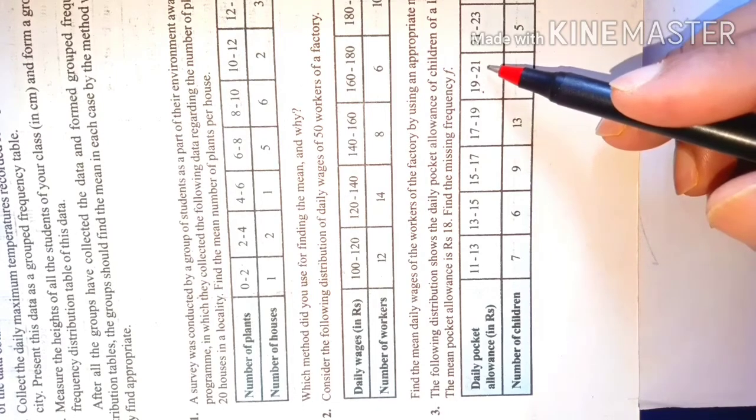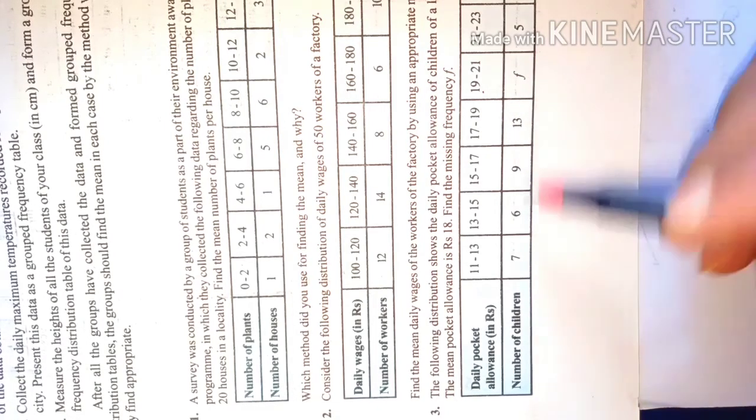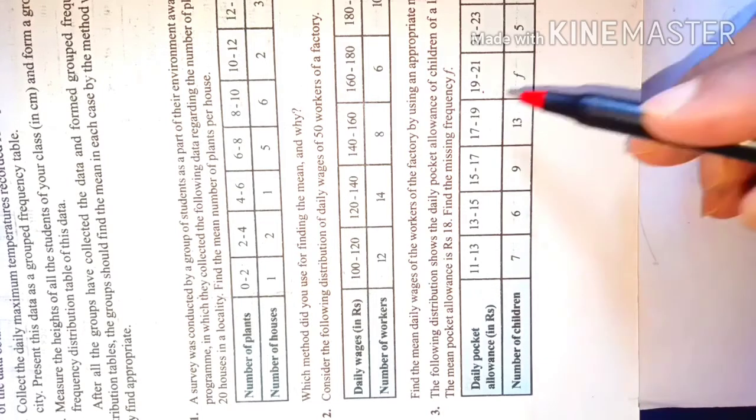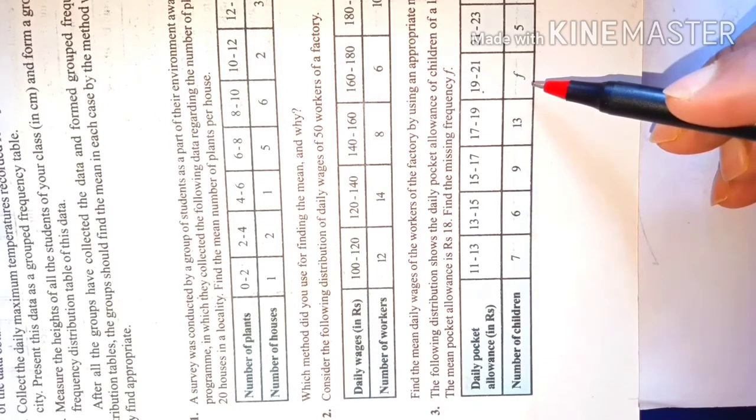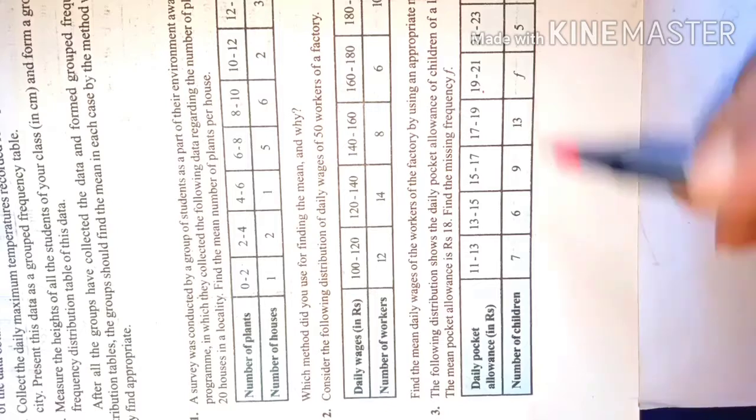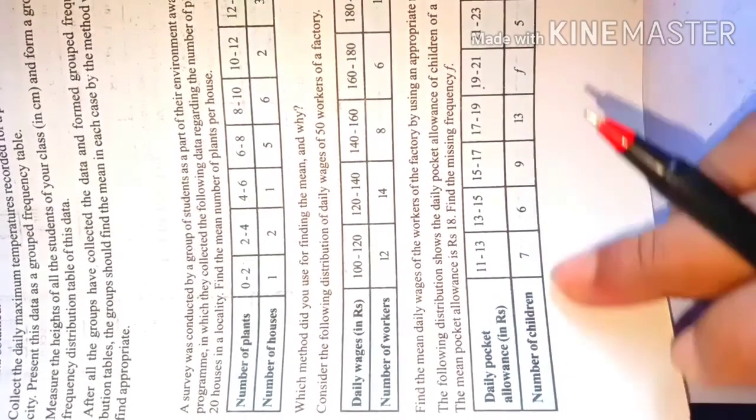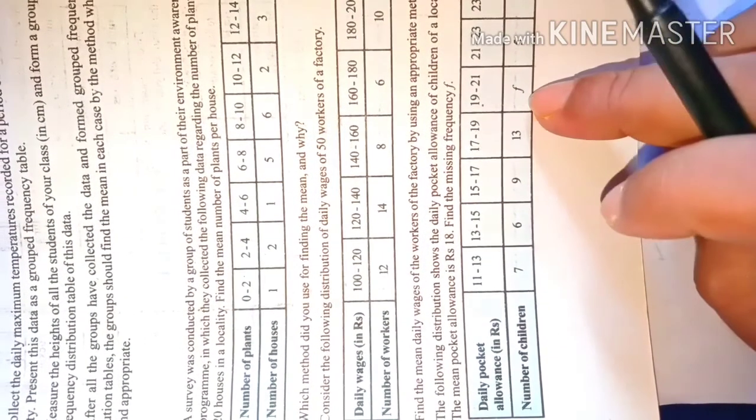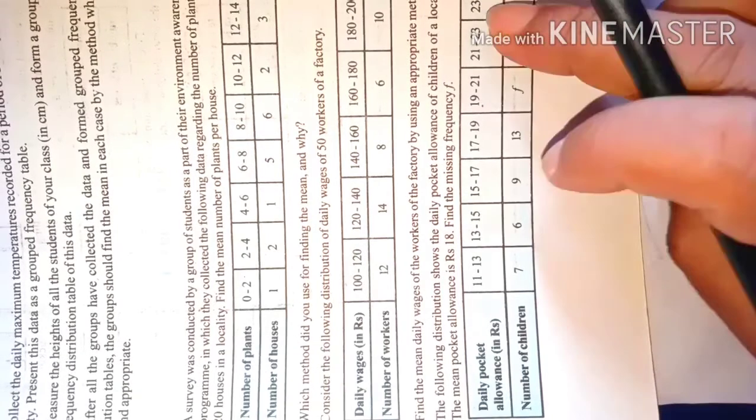19 rupees and 21. So this number is missing. In these class intervals the numbers are given, but in one of the class intervals one number is missing. This frequency is missing. These are called frequencies. The number of children will be called frequencies. So this frequency is missing. So we have to find out this missing frequency. The other numbers are given.